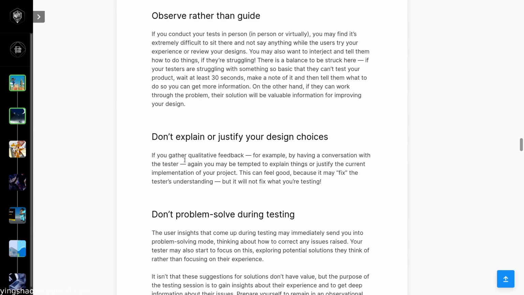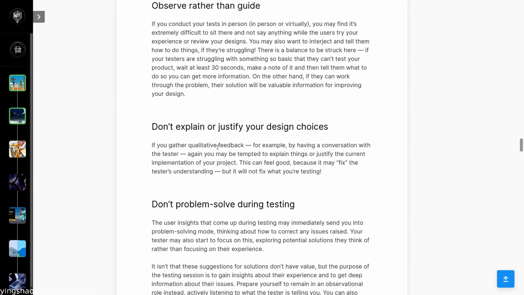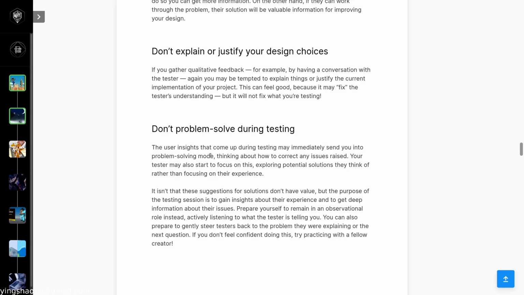Don't explain or justify your design choices. If you gather qualitative feedback, for example, by having a conversation with a tester, again, you may be tempted to explain things or justify the current implementation of your project. This can feel good because it may fix the tester's understanding, but it will not fix what you are testing, okay? So don't do this. Instead, if your user is confused with some part of your game, you should write it down, take a note, so the next time you would probably fix it.